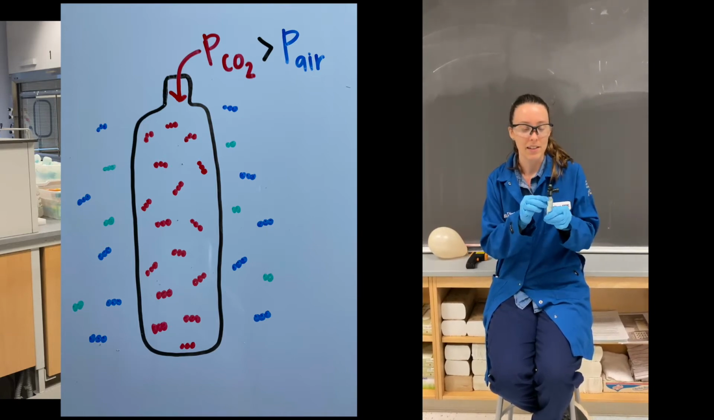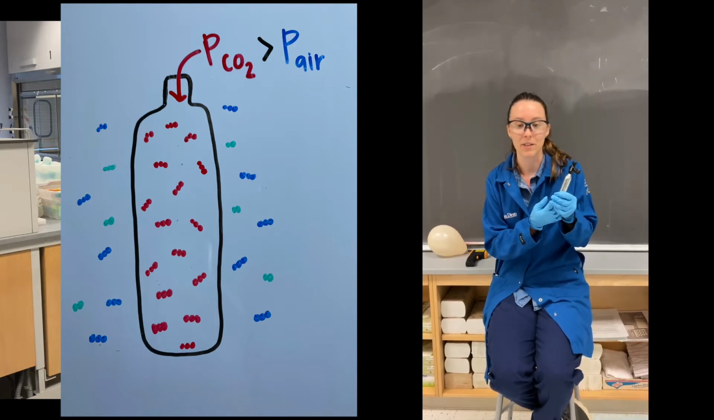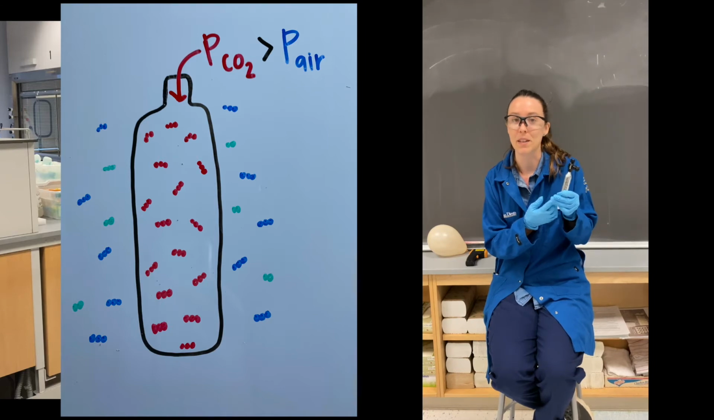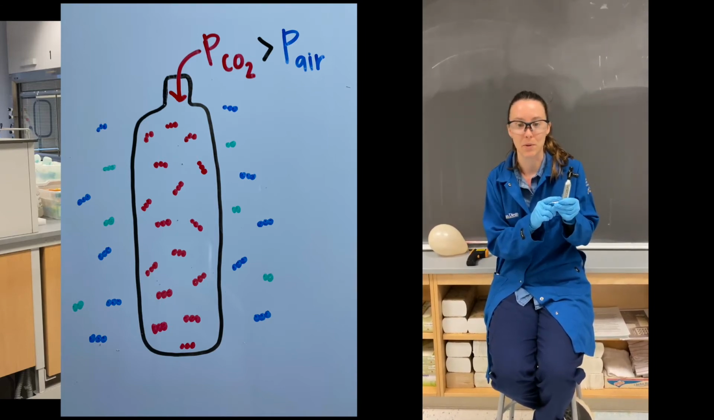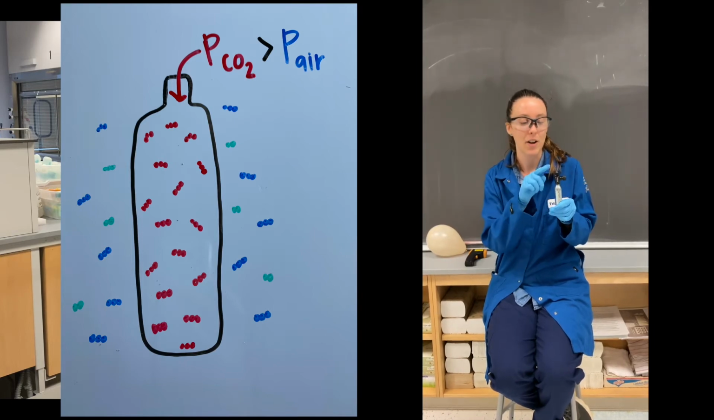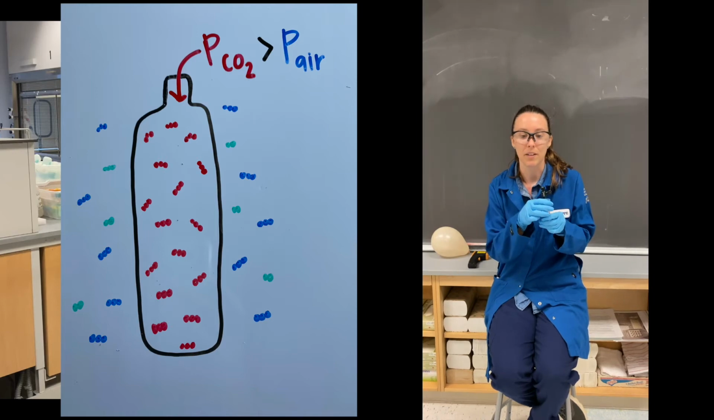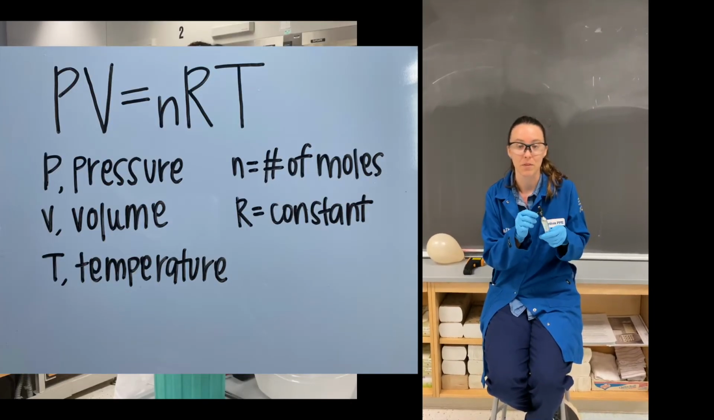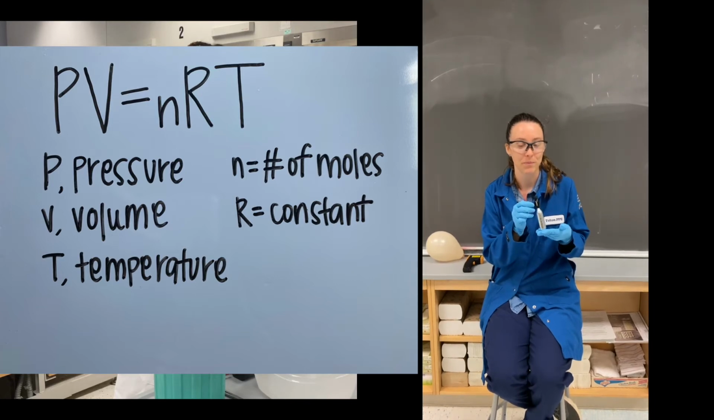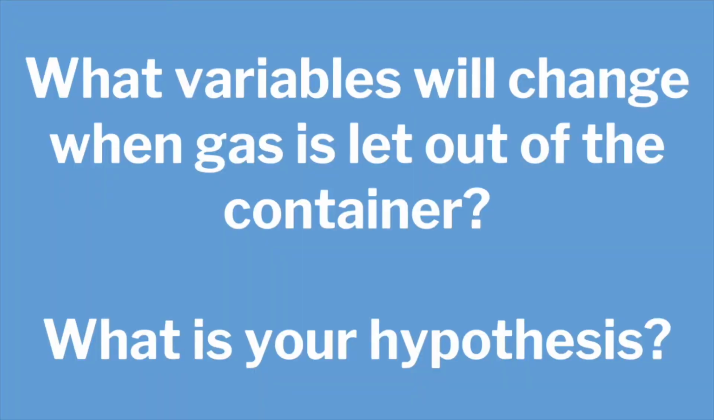Okay. The gas is occupying the space of this canister. And notice one difference between this experiment and the previous balloon example is that this canister is not flexible. So let's think. If I open this valve and let some of the CO2 gas out, which variables in the ideal gas law will change? Pressure, volume, temperature? I'll give you a moment to think.